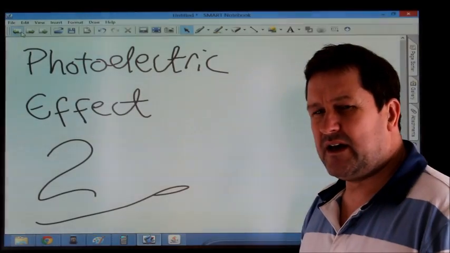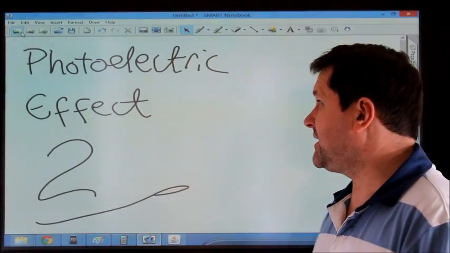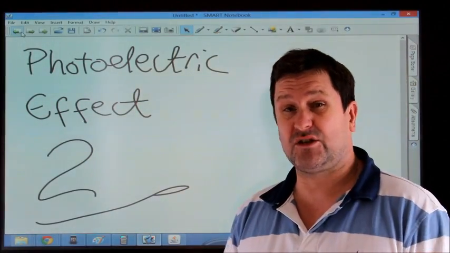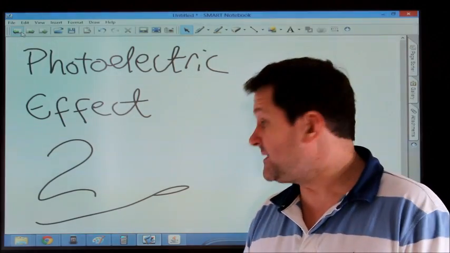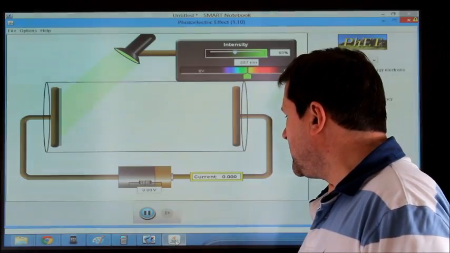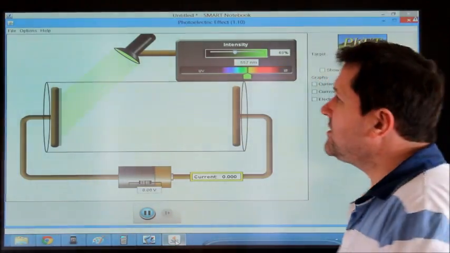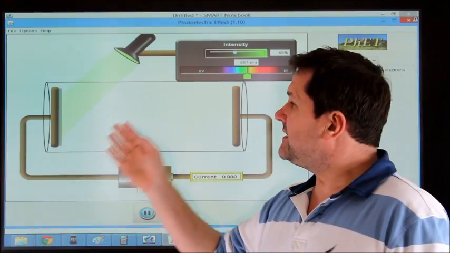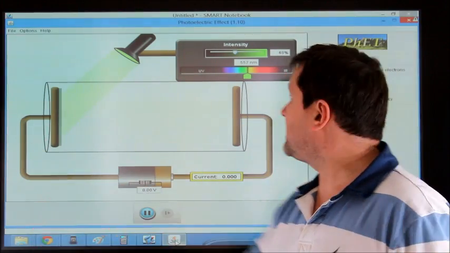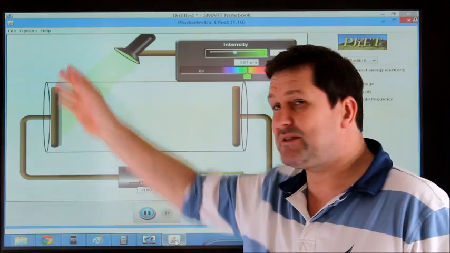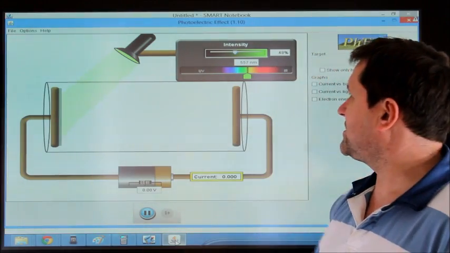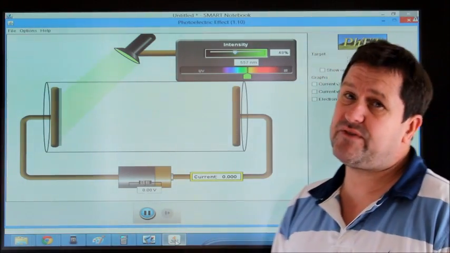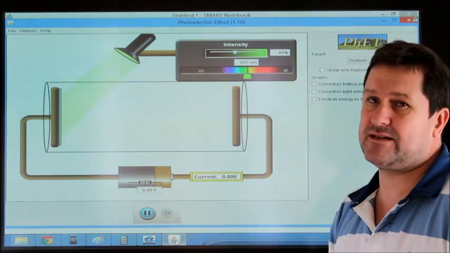Okay, this is going to be just a brief summary, if you like, of the photoelectric effect, looking at the final part of it. When we've talked about it before, we've looked at light incident upon the surface of a metal. In this case, we've got a sodium surface and we're shining light on it. The light currently is 557 nanometers, it's green light.